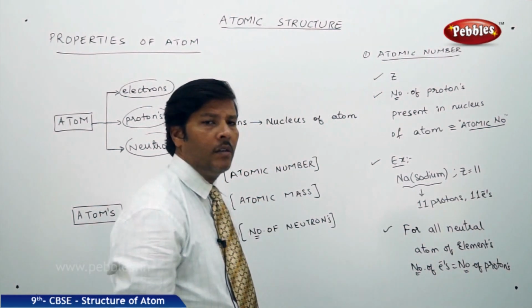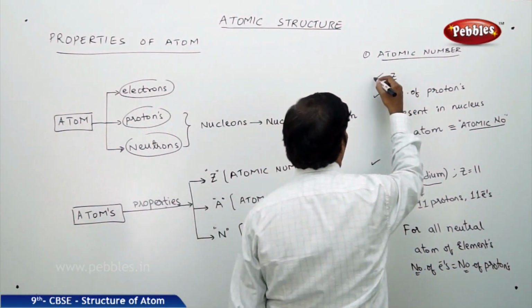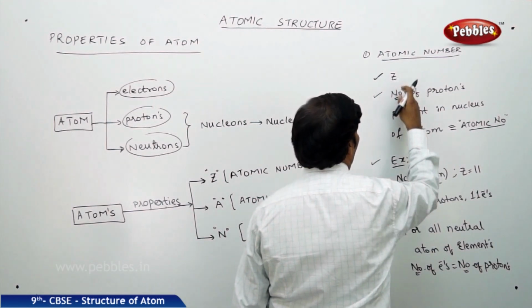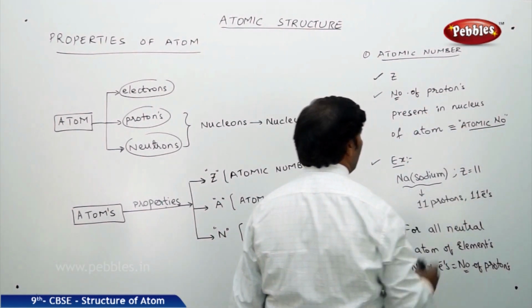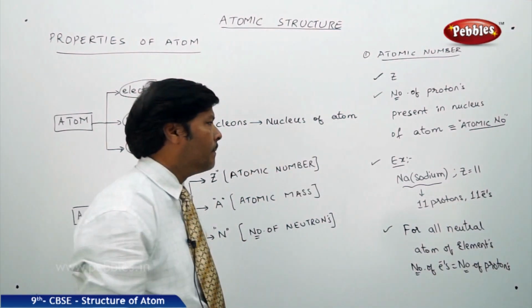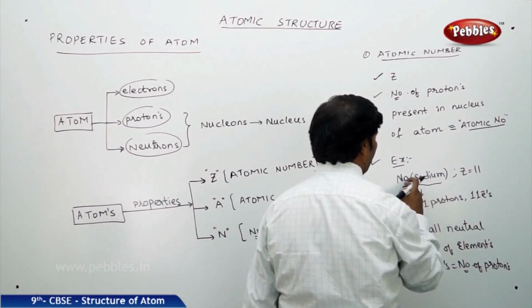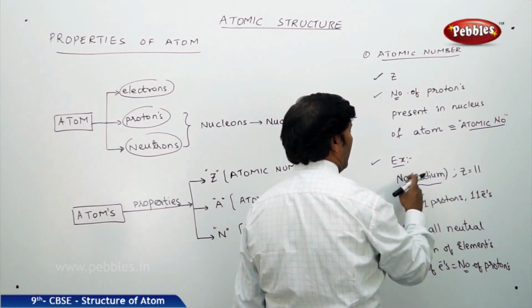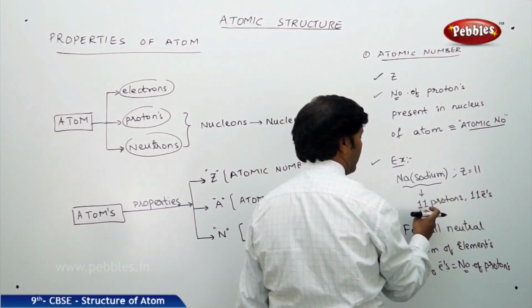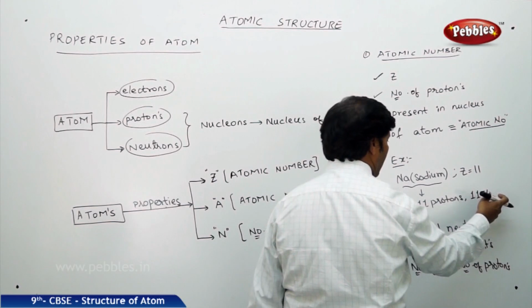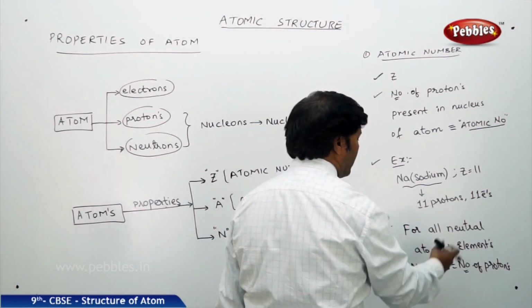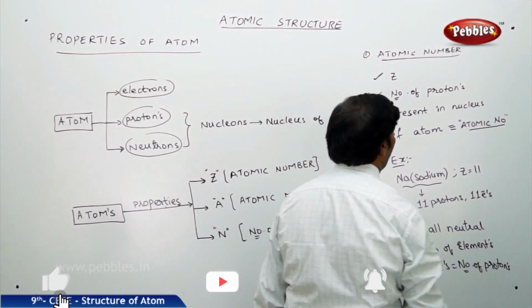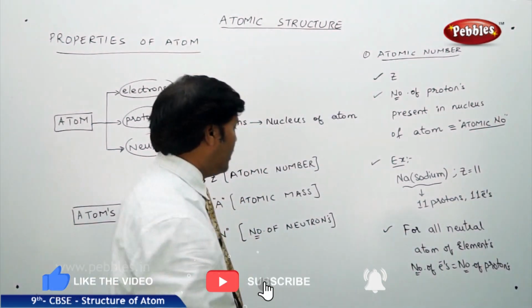So once again, the atomic number of an element is designated by Z. The atomic number means the number of protons present in the nucleus of an atom. If you take sodium as an element, atomic number is 11, so it contains 11 protons and also 11 electrons. Thereby we can generalize saying that for all neutral atoms of an element, the number of electrons is equal to number of protons. You can take as many examples.